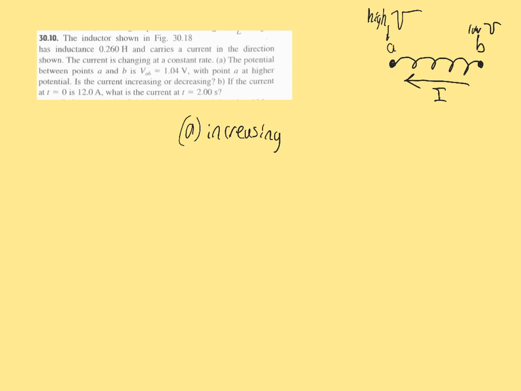Then they say, if the current at t equals 0 is 12 amps, what's the current at 2 seconds? Well, that requires us to actually use Ohm's law along with this. So first, I tried to find out what the change in the current was. So I used E equals negative L di/dt. And I know that this 1.04 is the opposite of the change of the current.